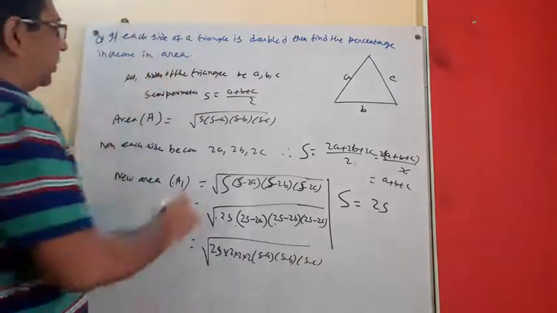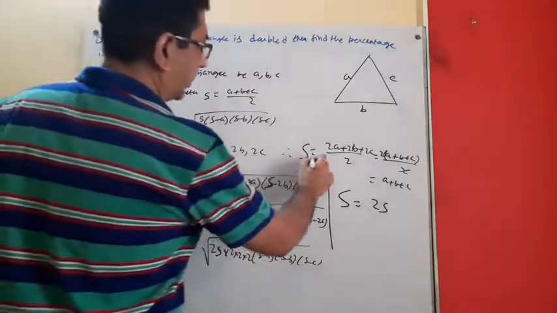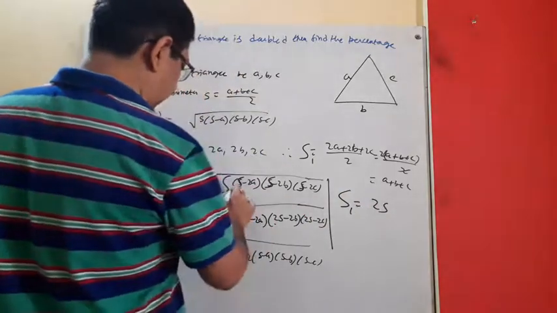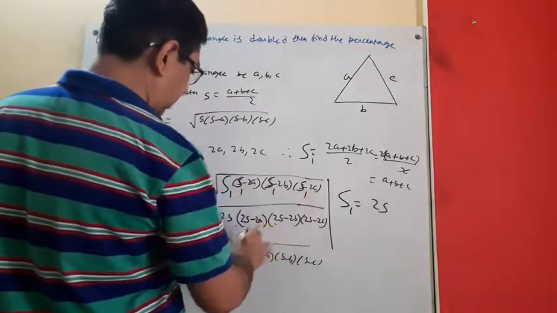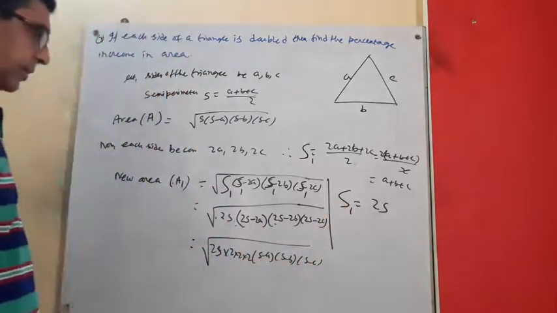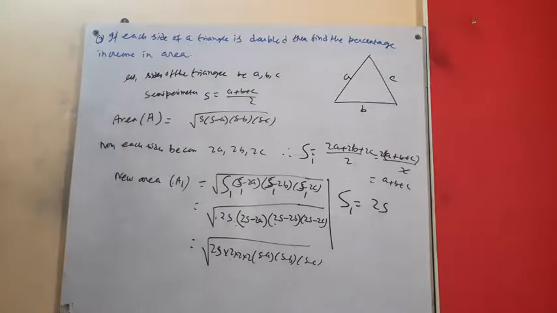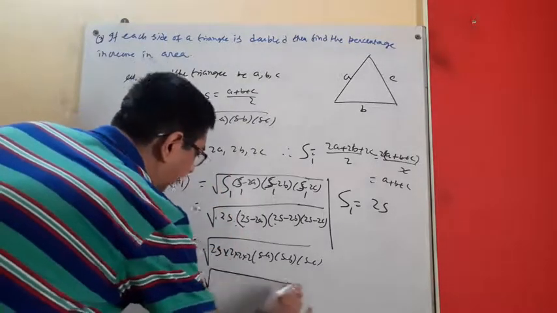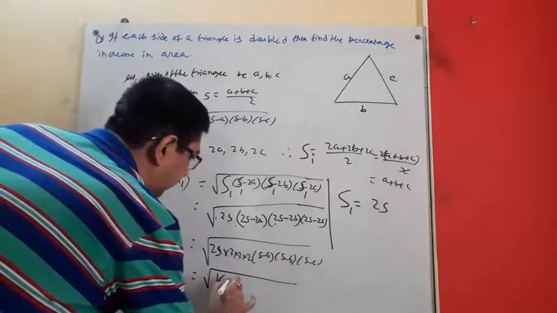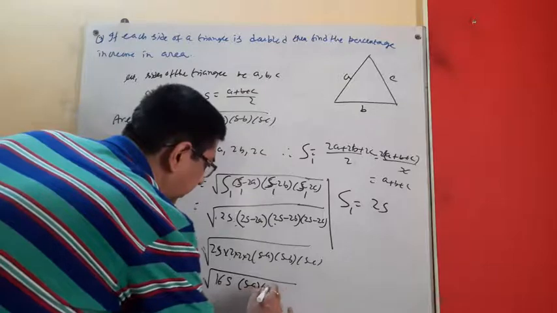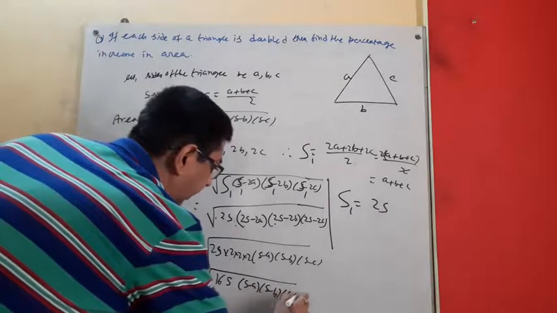If you have any problem, then you can write this as S1, it is better. This is S, that is better. No problem of small s and capital S. So what we are getting, look, we are getting 16s into s minus a, s minus b, s minus c, right?